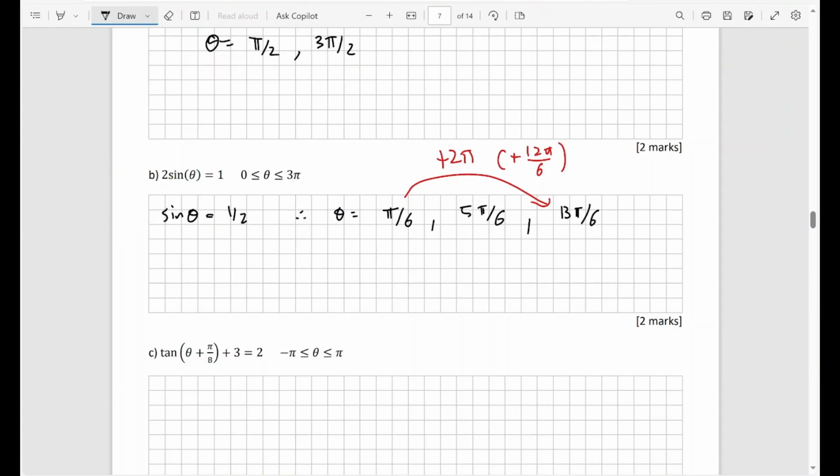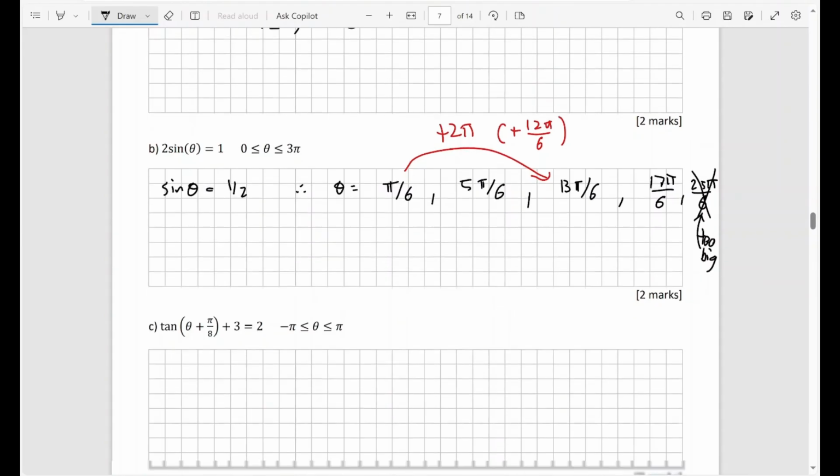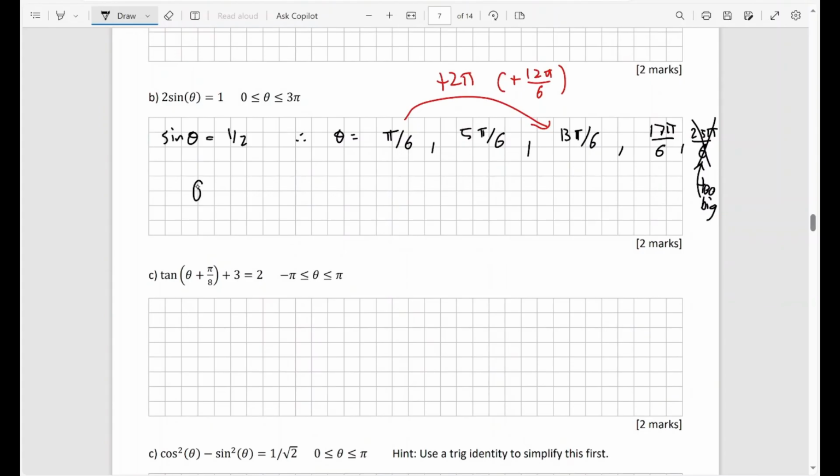And if we try the next one, 5 plus another 12 will give us 17 pi over 6, which I actually think is still in your range. That's good. And then if we want the next step forward, 13 plus 12 will be 25 pi over 6. But this thing is too big. You could also get negatives, but that wouldn't work either. So you actually get 4 answers here. Theta is pi over 6, 5 pi over 6, 13 pi over 6, and 17 pi over 6, because you wouldn't want to blow past 18 pi over 6, which is 3 pi.